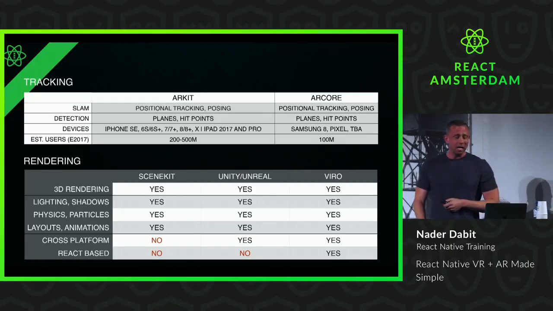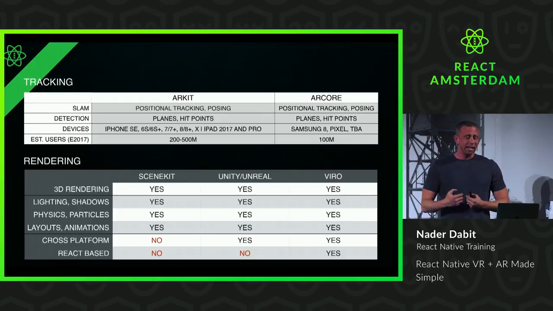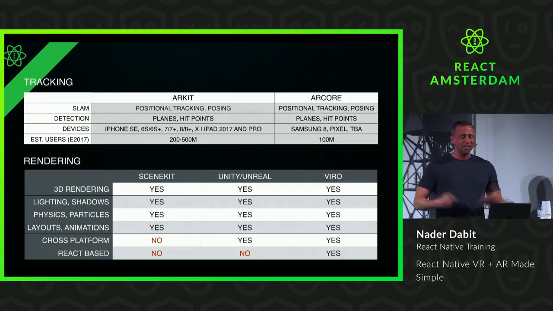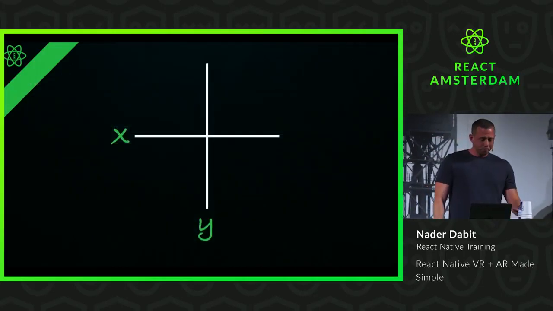And for the rendering engine, you basically need a way to render to your UI. And there's a couple of different ways to do that. There's SceneKit, which is iOS-based, so it's not cross-platform. Unity and Unreal are really great and really powerful, but they're kind of like another thing to learn. We're React developers. The great thing about Viro is that you can jump right in and start doing stuff right away. So kind of like jumping right in with React, Viro would probably be a good choice to try out.